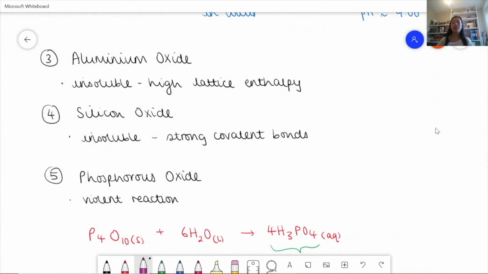Then for aluminium oxide and silicon oxide, they are both insoluble. For aluminium oxide, this is because of a very high lattice enthalpy. So lots of energy is needed to separate the ions of the solid ionic lattice. And then for silicon oxide, it's insoluble because of the very, very strong covalent bonds that it has, which take a lot of energy to overcome.